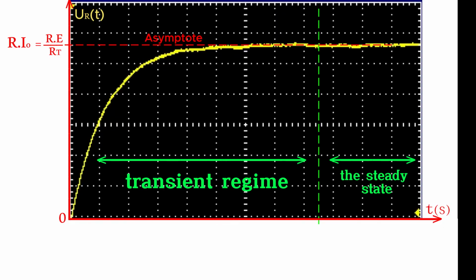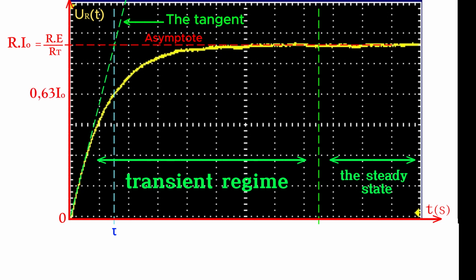For the time constant, simply draw the tangent to the UR curve of t at time t equals 0, and the intersection of this tangent with the asymptote to the UR curve of t, the point of intersection whose abscissa is at time t equal to tau. Alternatively, we can take 63% times I max and the intersection with the UR voltage of t, which will give the same value of tau.